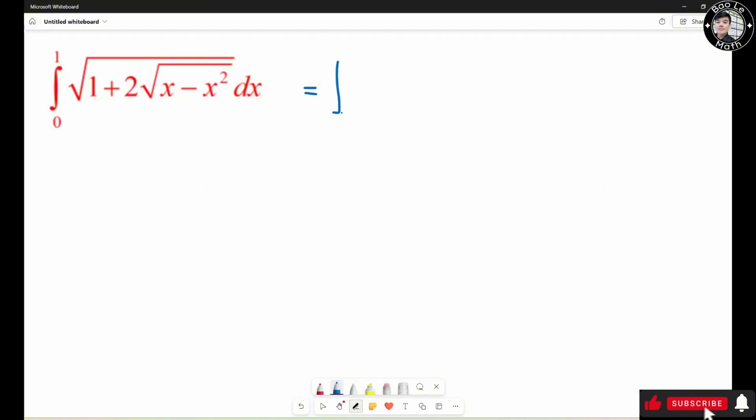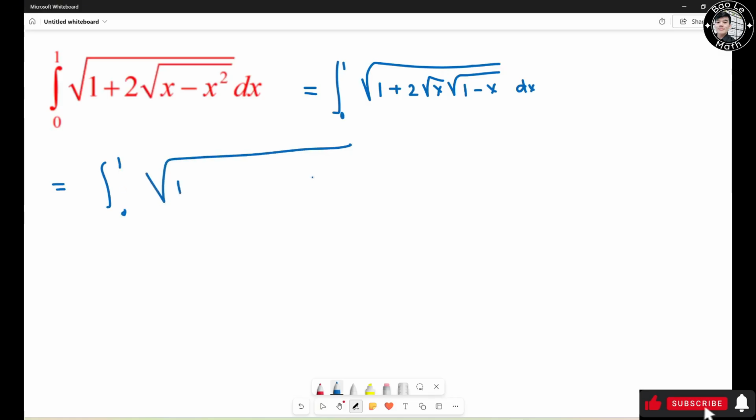The integral from 0 to 1, square root of 1 plus 2 times square root of s times 1 minus s, right? Now, I just rewrite this one, the integral from 0 to 1, square root of 1 plus 2 square root of s times 1 minus s.